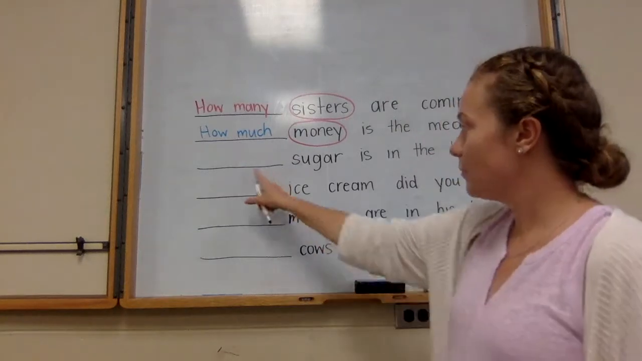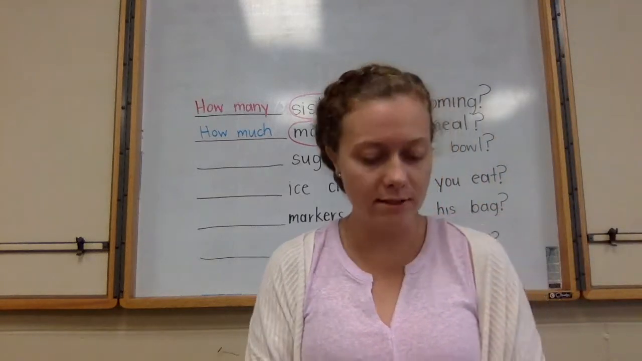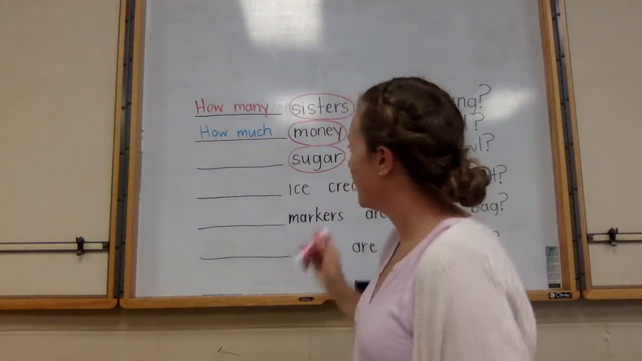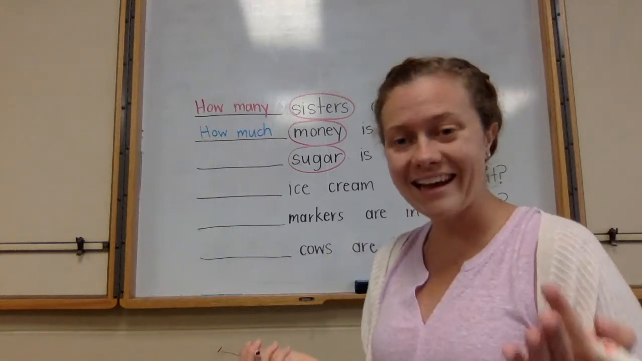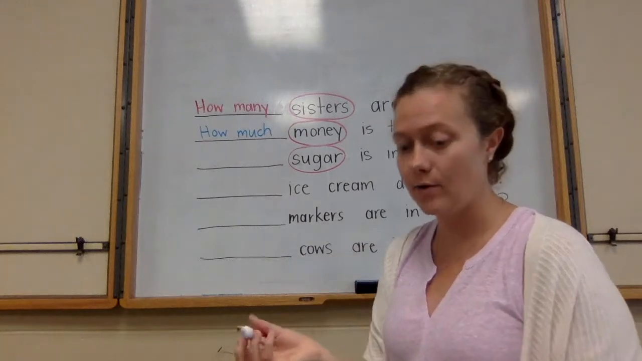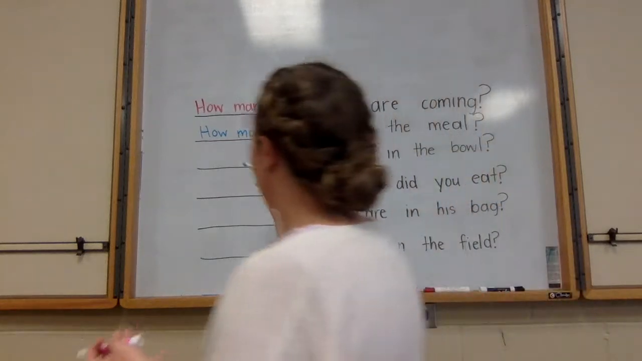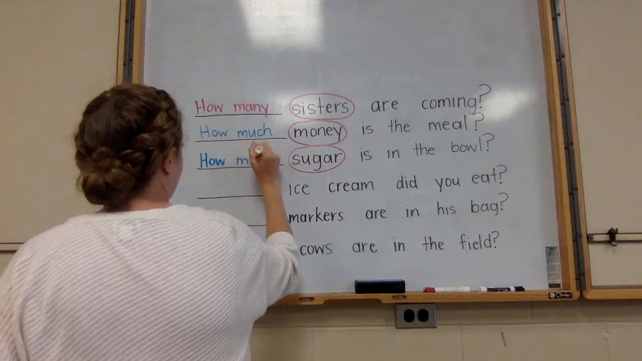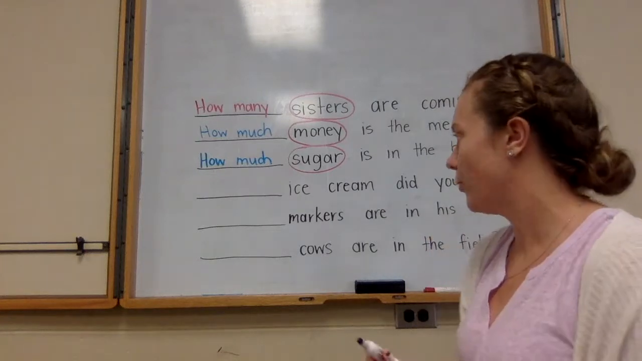The next one is, blank sugar is in the bowl. What is our noun in the sentence? Sugar, perfect. Sugar is the noun. Now is this a count noun or a non-count noun? It is a non-count noun because you cannot say 2 sugar, 5 sugar. It's a non-count noun, which means we need to use how many or how much? How much? Yes, perfect. How much sugar is in the bowl? Okay, we have 3 more.